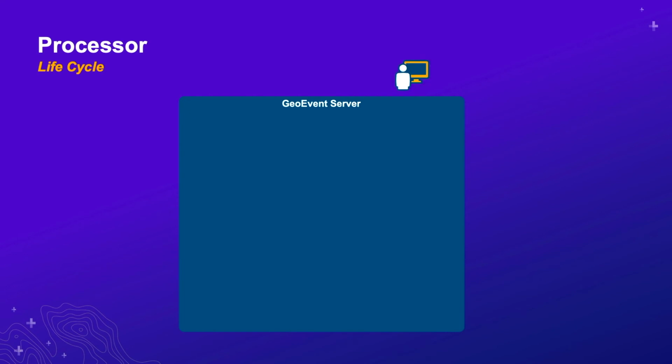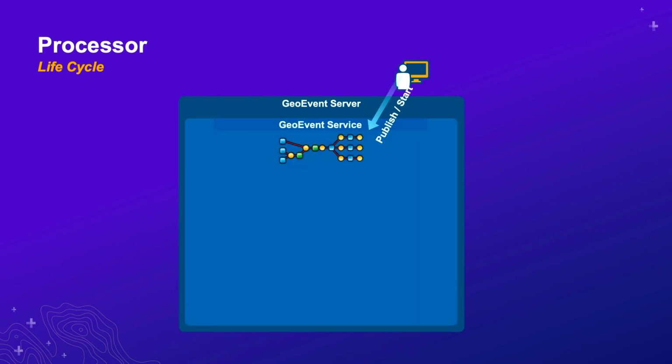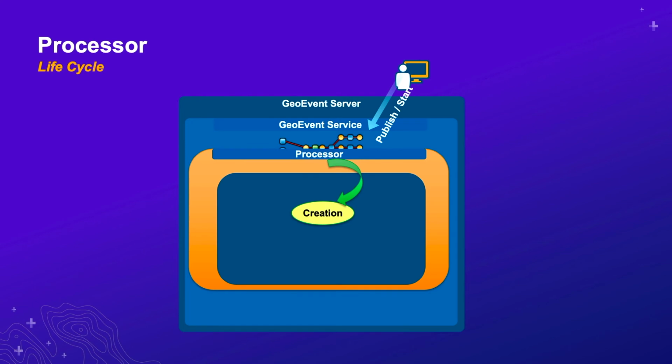First, the user will publish or start their GeoEvent service. This will cause GeoEvent to begin looking for the processor service, and once found, will create an instance of that processor, passing in a definition and any user-defined properties. These user-defined properties are then used in order to initialize the processor's state.